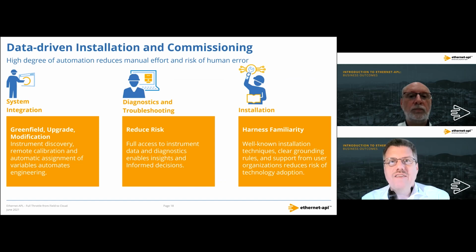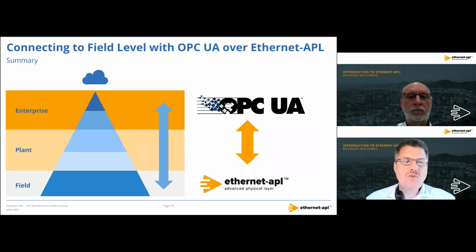So with advanced techniques, Ethernet-APL enables these techniques to be deployed in the field and providing information at the right time and where it is needed. Finally, installation technologies are a lot easier to harness with a physical layer that a lot of technicians are familiar with today, and that is our simple two-wire cable. So all in all, we're getting a barrier-free communication that reaches for OPC UA from the cloud all the way down to the edge, full throttle.